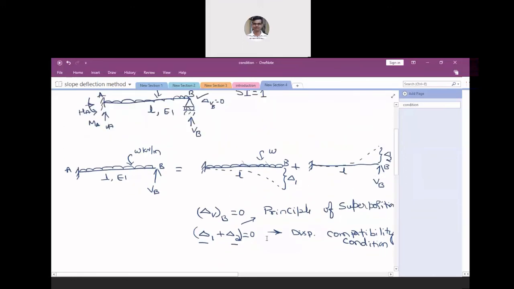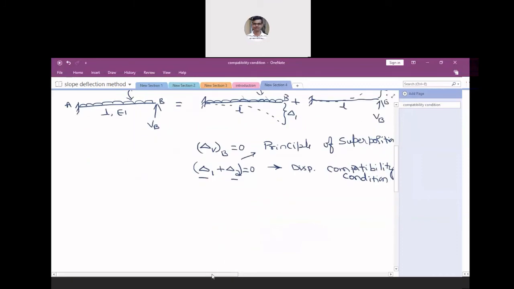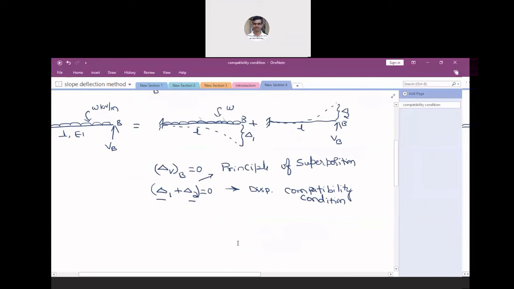Now, if I calculate delta 1 and delta 2, I'll be in a position to find the unknown values of reactions. Let me recollect what we learned at the elementary level of strength of materials: for a cantilever beam subjected to uniformly distributed load, the delta maximum, which is at the free end, is equal to WL to the power 4 by 8EI, for a span of L, a load of W, and a flexural rigidity of EI.